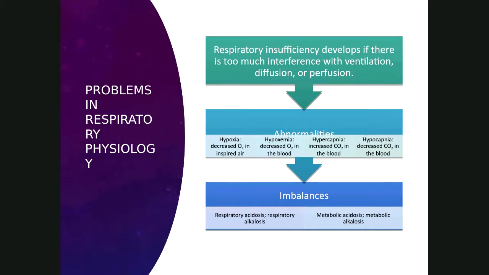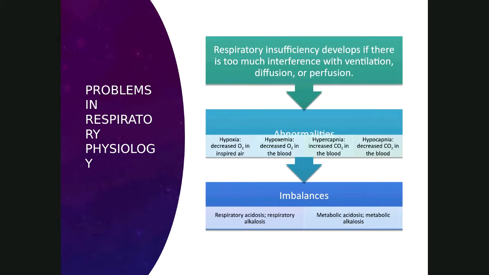Respiratory insufficiency develops if there is too much interference with your ventilation, your diffusion, or your perfusion. So getting air into the body, getting the lungs to do their job of getting oxygen to the blood, and then when you're in your body, actually the blood getting the oxygen to your tissues and your organs. Okay.